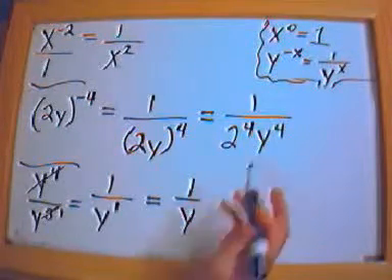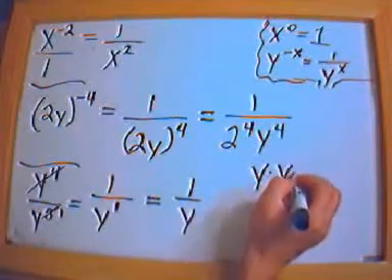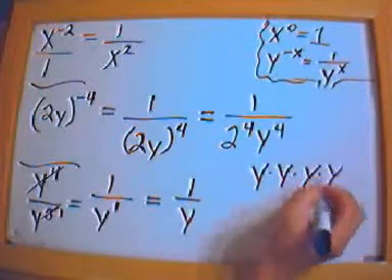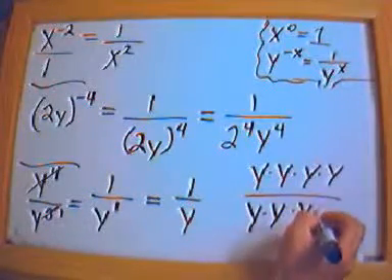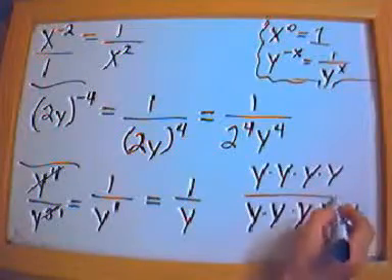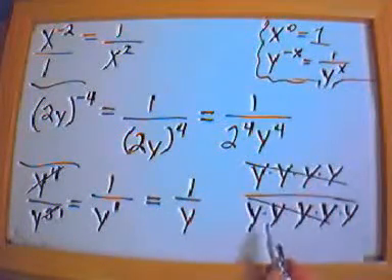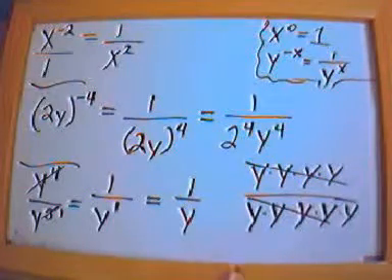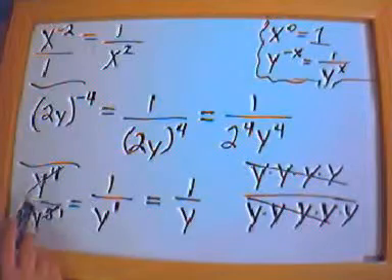You can kind of think of it as y times y times y times y on the top, and on the bottom I've got y times y times y times y times y. Well, I can cancel all of these with all of these, so I'm left with 1 over y. That's the long way to do it. Okay? The short way is you just look at the numbers.